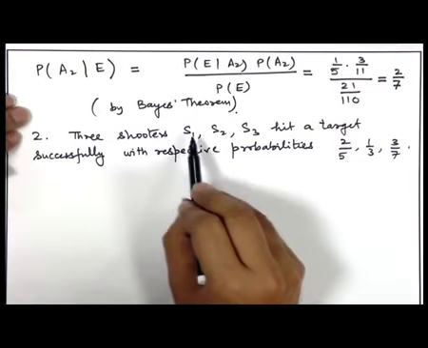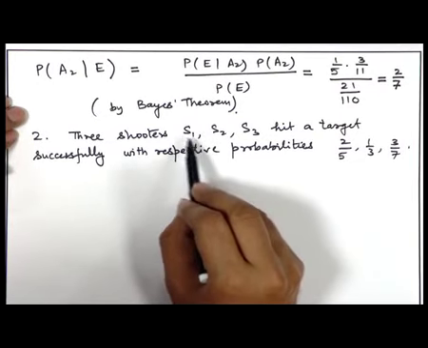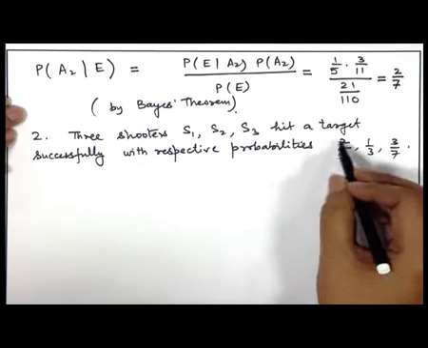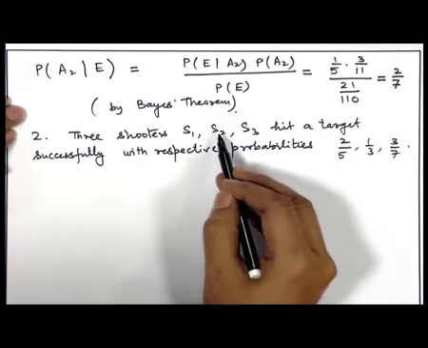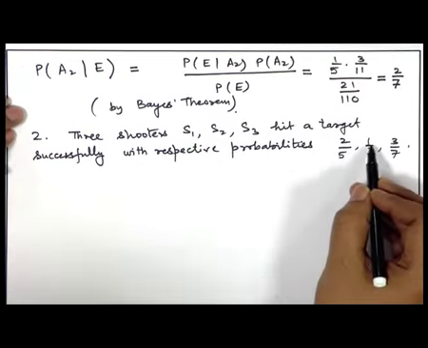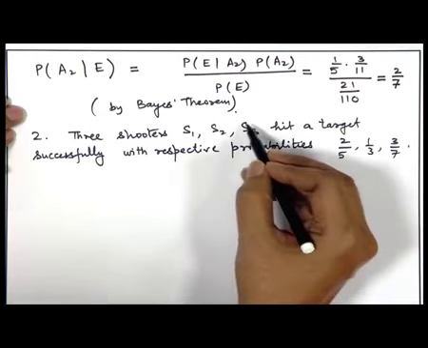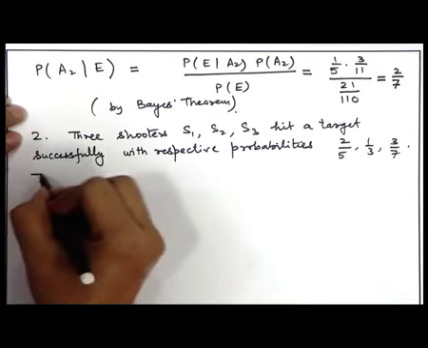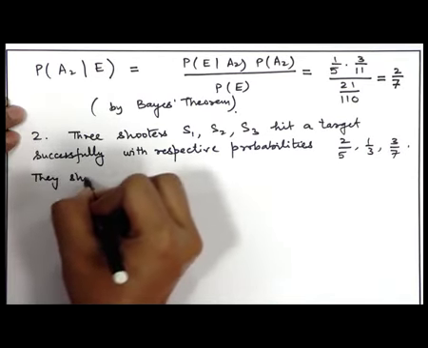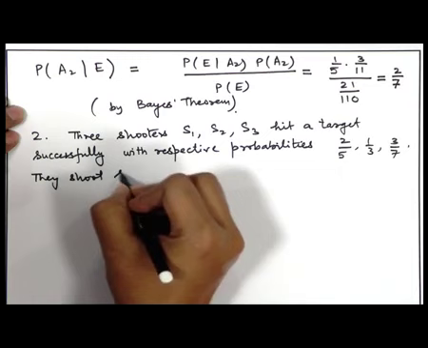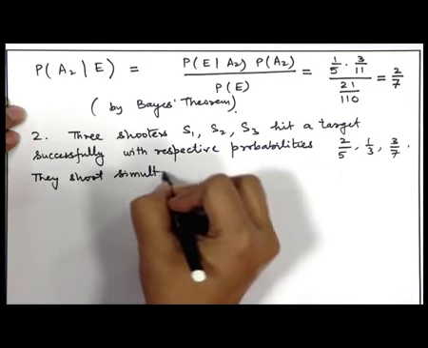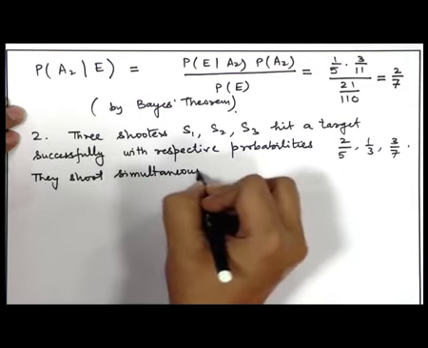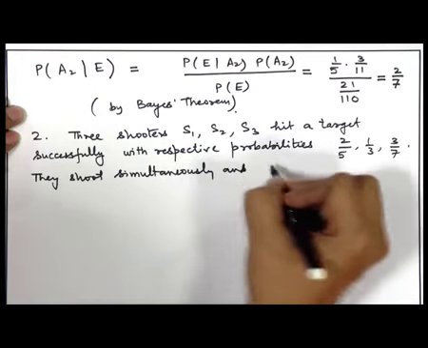So, the probability that the shooter S1 will hit the target is 2 by 5, the probability that the shooter S2 will hit the target is 1 by 3, the probability that the shooter S3 will hit the target is 3 by 7. So, they shoot simultaneously and independently of each other.